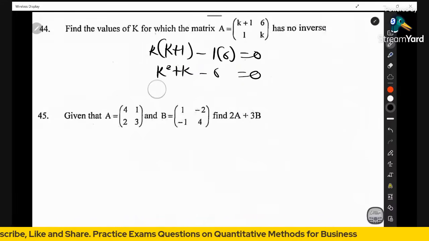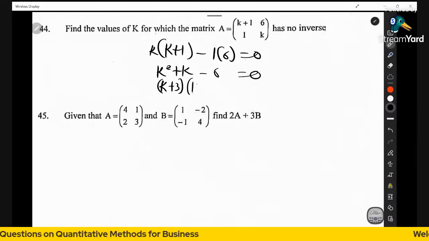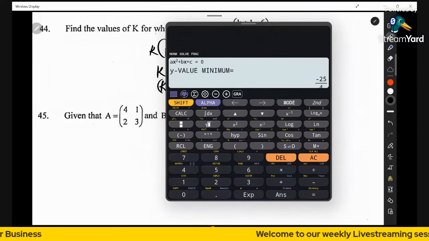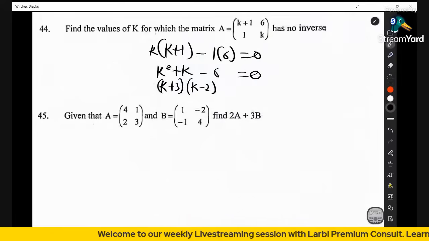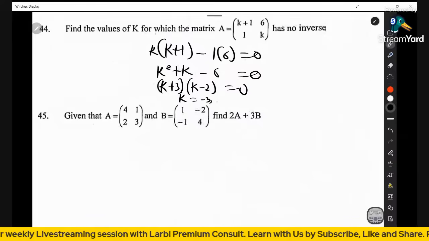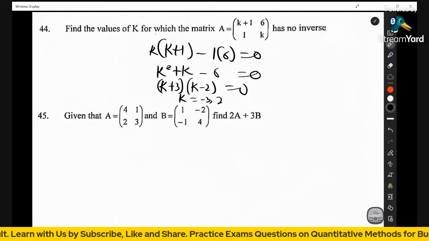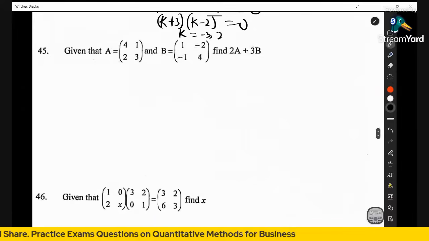So we'll have (k plus 3)(k minus 2) equal to 0. I think that is true. So k is equal to -3 or 2. The values of k for which the matrix has no inverse are -3 and 2, because at that point the determinant is equal to 0.